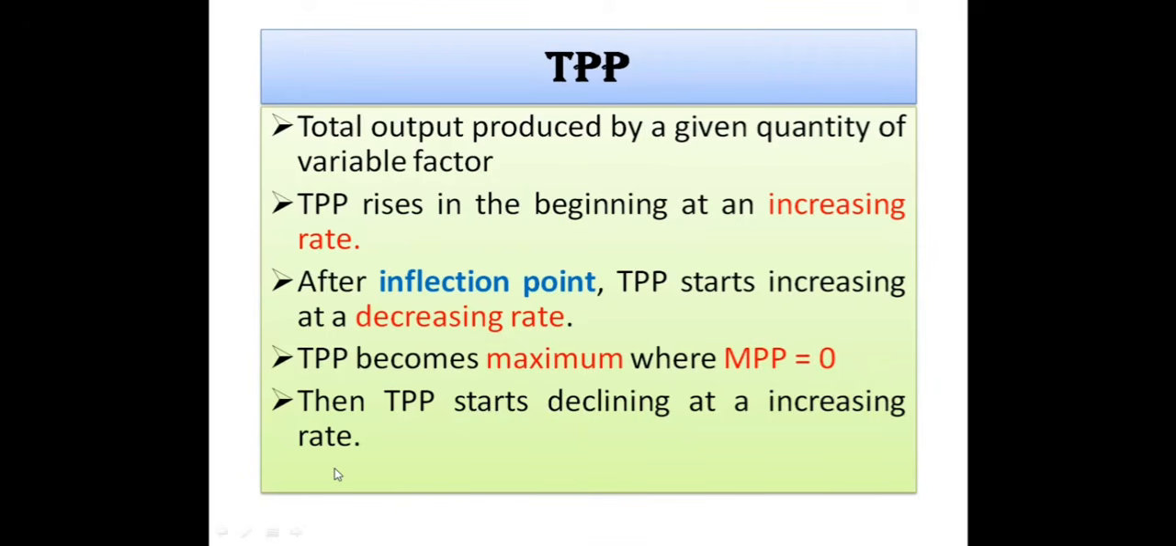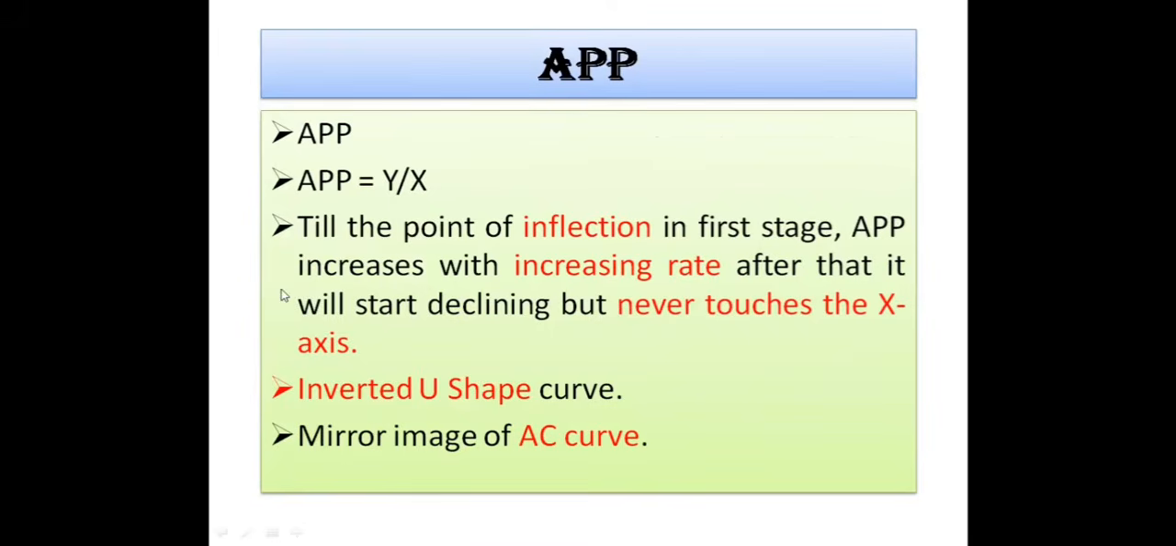We have discussed all these things. The thing which you need to remember, I have highlighted in red color. Try to remember this: TPP becomes maximum when MPP equals 0. This is important. And after the inflection point, TPP starts increasing at a decreasing rate. This is also important. Then coming to average physical product, APP, as I have already told you in the cost concept also, whenever you are calculating the average, you have to divide the total output by the total input.